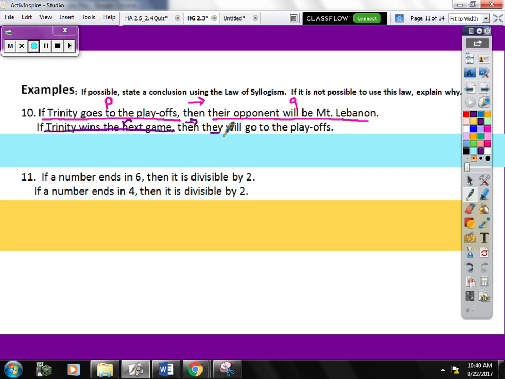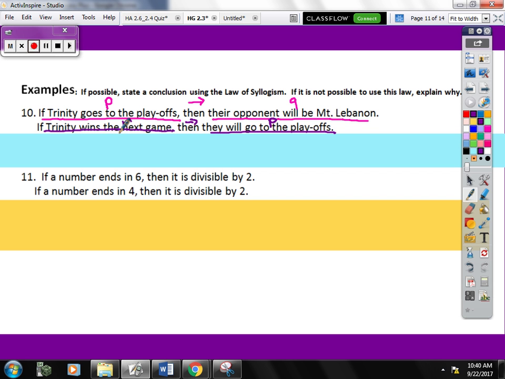Then they will go to the playoffs. Does the playoffs match up with any of my other labels? P, Trinity goes to the playoffs. They will go to the playoffs. That's P. So right now, if you look, the end of the first sentence is not the beginning of the next one. So you would think no.